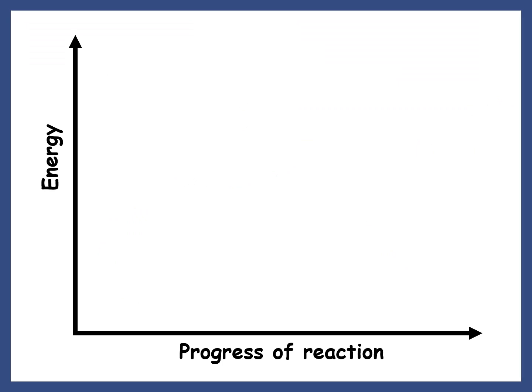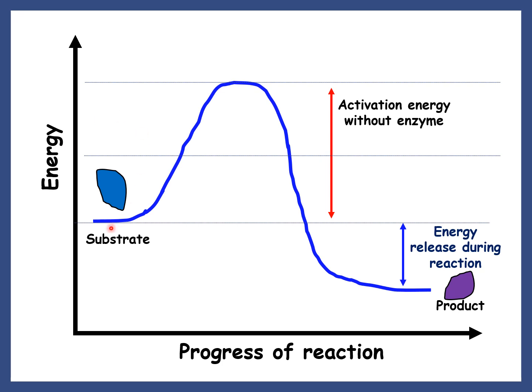So let's have a look at how an enzyme accelerates the reaction rate. We have on the x-axis the progression of the reaction, and on the y-axis we have the energy. If we draw a typical reaction, it would be something like this. The substrate will be somewhere here at this energy level, and in order to get converted into the product, it has to overcome this energy barrier, which is called the activation energy.